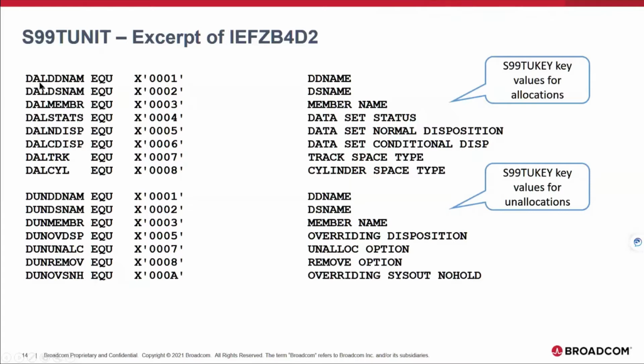They all begin with DAL, dynamic allocation, and all the ones for unallocation start with DUN, dynamic unallocation. Whereas DD name happens to be a 1 here, it also happens to be a 1 here, there's not a 1-for-1 correlation between these. So when you're using allocation, use the DAL tokens, and when you're using unallocation, use the DUN tokens.